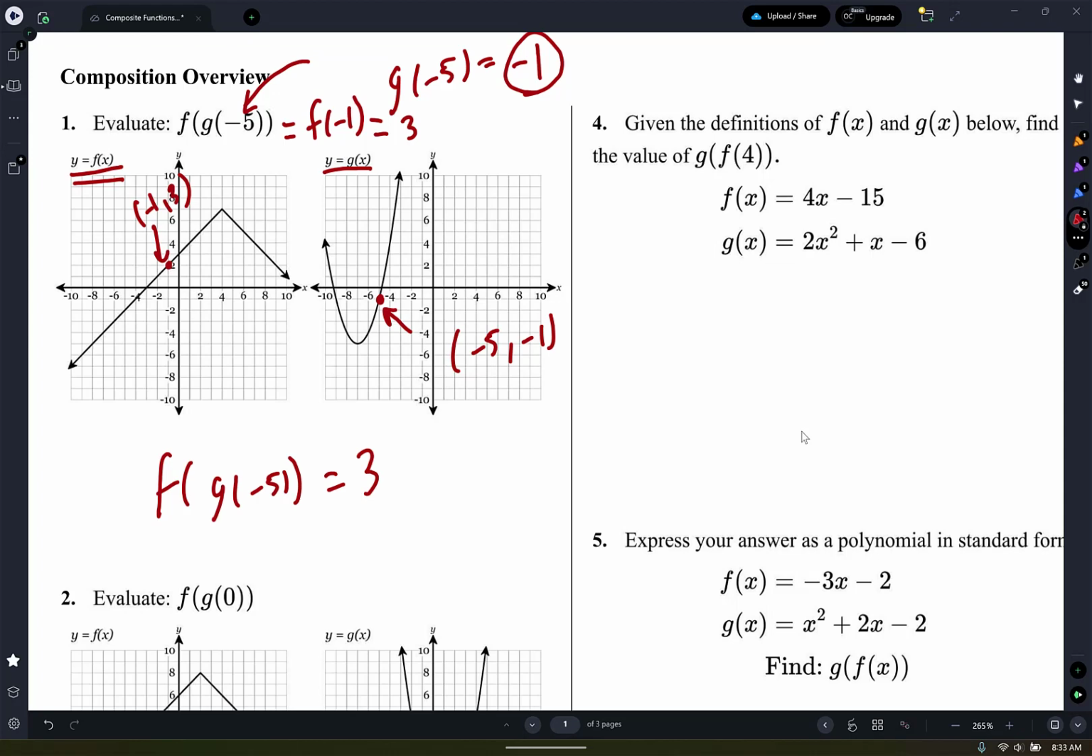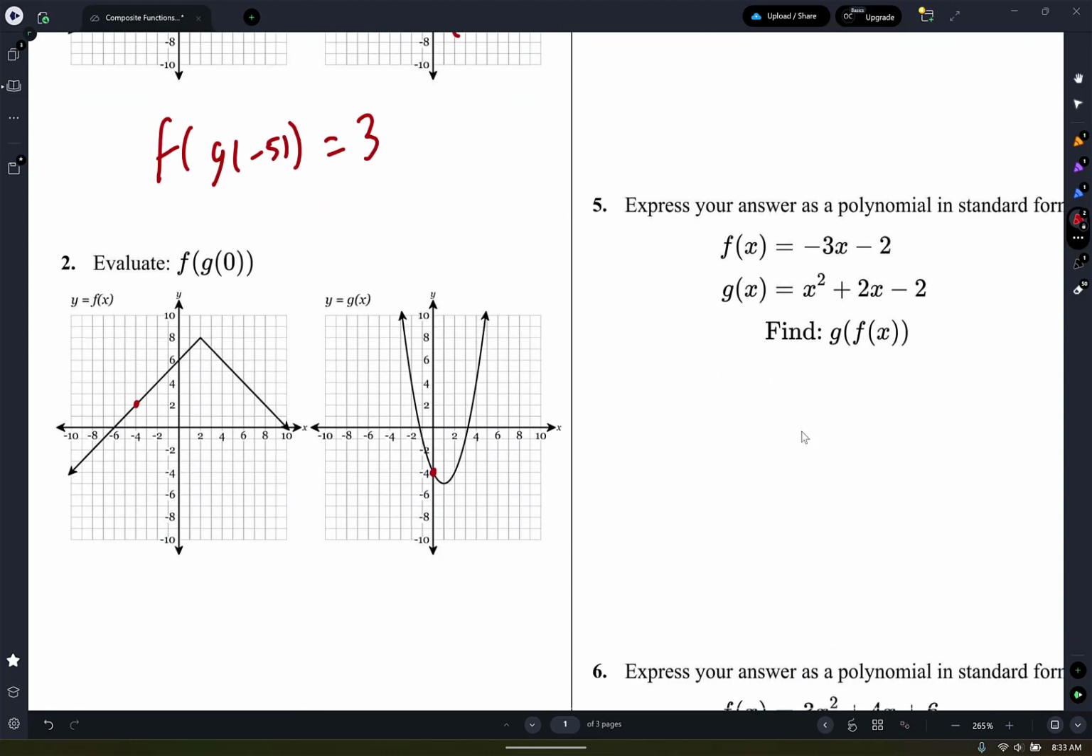How do we feel, guys? Not bad? Easy, right? Question 2. So we're doing the same thing. Sorry that I put those dots already predetermined. So you evaluate g of 0. So here's g of 0.